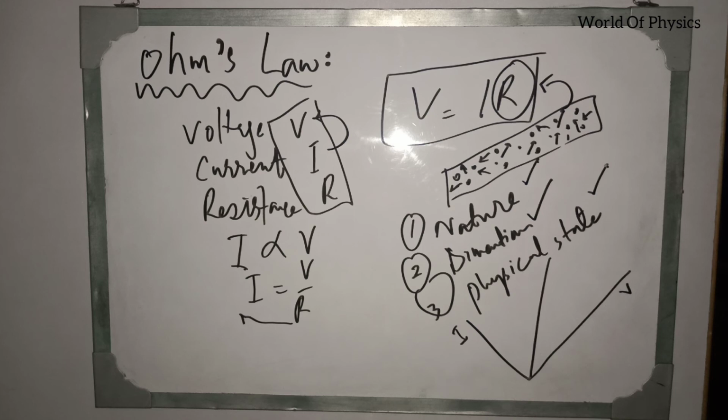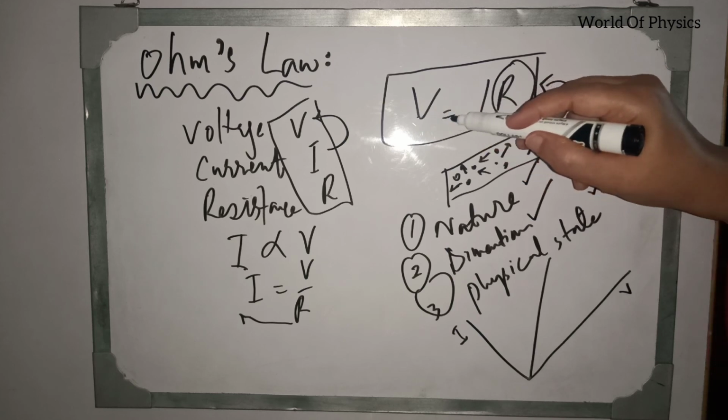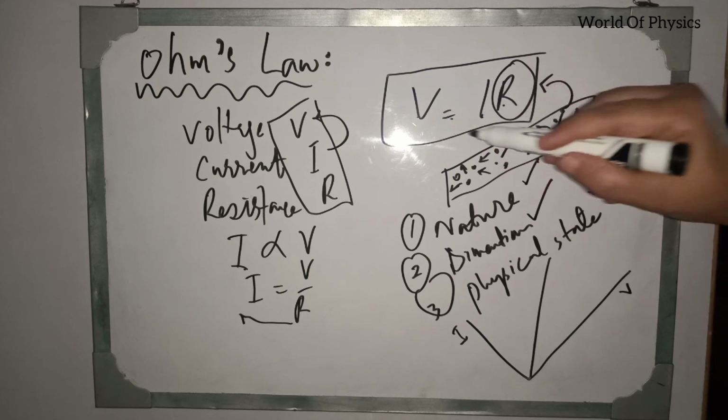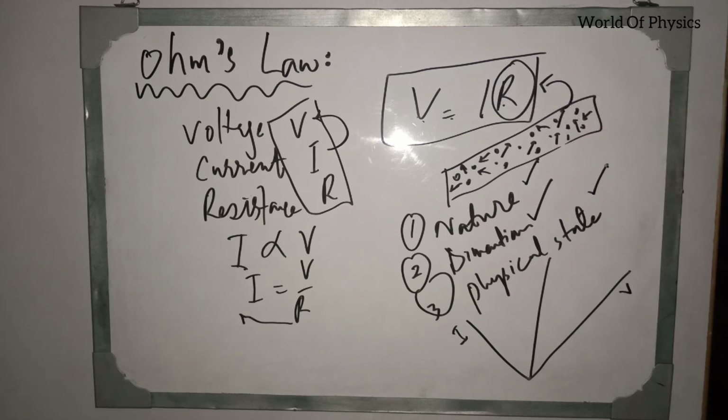So according to the definition of Ohm's law, the magnitude of current in metals is proportional to the applied voltage as long as the temperature of the conductor is kept constant. And the equation form of Ohm's law is V is equal to I into R, where V is potential difference, I is current and R is the resistance of the conductor.